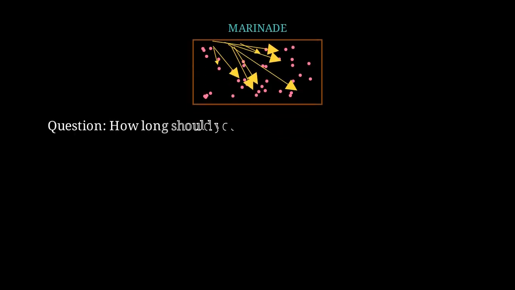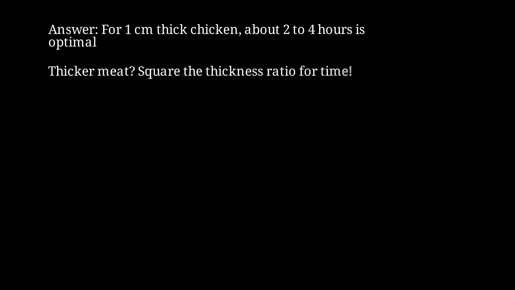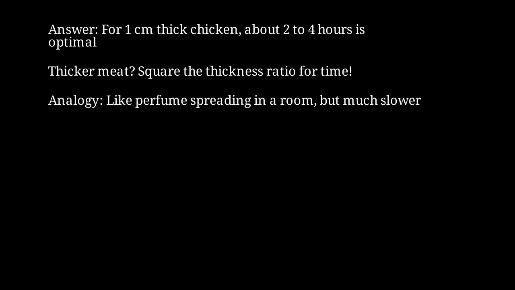So here's a practical question: how long should you actually marinate chicken? The time needed is proportional to the thickness squared divided by the diffusion coefficient. For chicken that's 1 centimeter thick, about 2 to 4 hours gives optimal flavor penetration. If your meat is twice as thick, you need 4 times as long because of that thickness squared relationship. Think of it like perfume spreading through a room, except much slower because meat is denser than air.